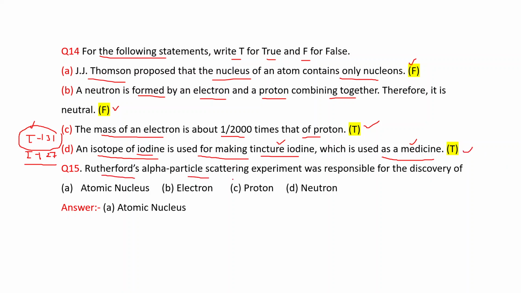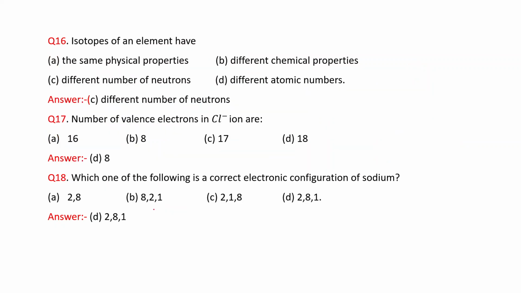Rutherford's alpha particle scattering experiment was responsible for the discovery of, answer is, atomic nucleus. Isotopes of an element have the same physical property? No. Different chemical properties? No. Different number of neutrons? Yes, this one is the correct answer. Different number of neutrons.